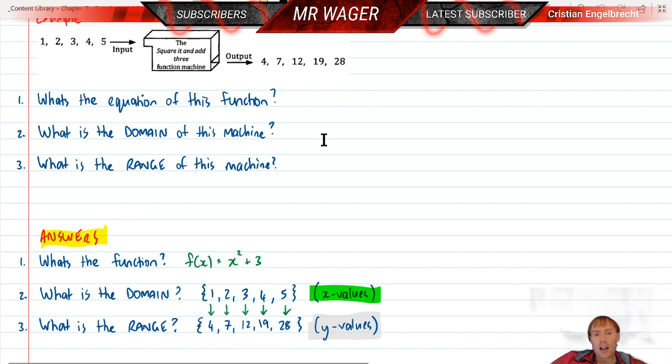The range are these answer values, the output values. So 4, 7, 12, 19, and 28. They're the y values. They are the output numbers, okay? So they are what we consider the range. So every single one of these, I'll draw in those green arrows, a bit like the soccer analogy. Each of these maps to the range, okay? So the domain maps to the range.